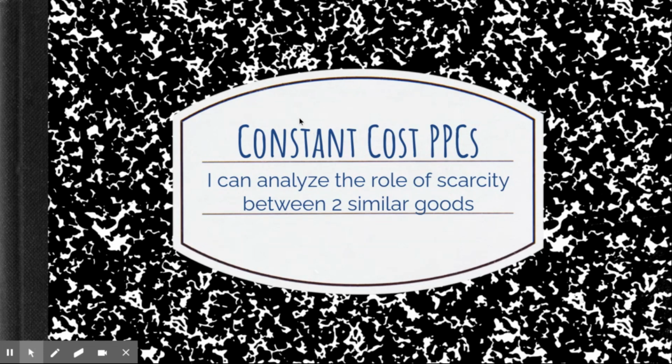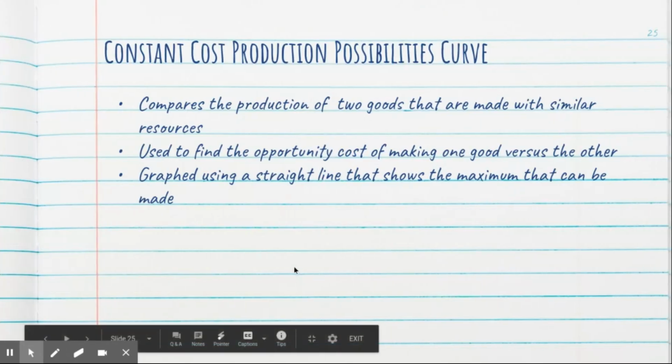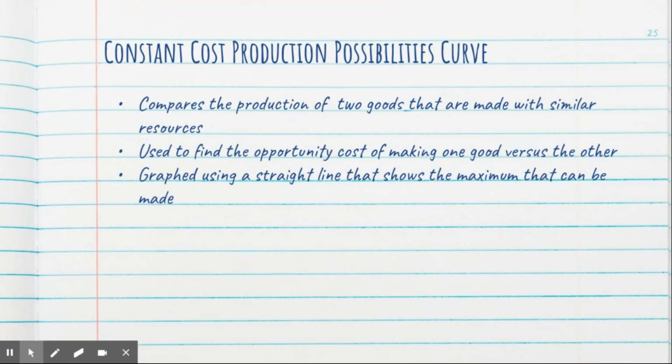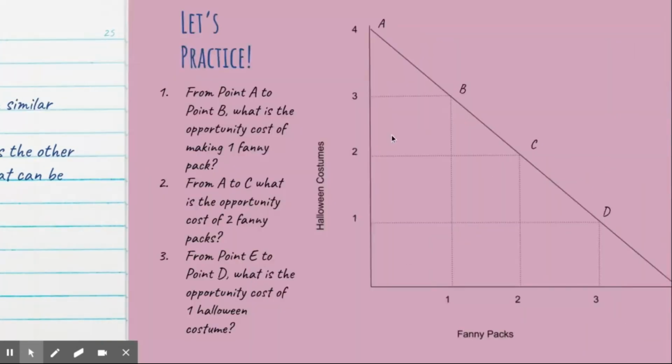Remember, constant cost is a constant straight line on the graph, and it means that we're comparing goods that are very similar, like hot cocoa and chocolate bars. Okay, so here's that definition again. We are comparing on a graph two goods that are made with similar resources: fanny packs and backpacks, a desk and a chair. And we use this graph to try and find out if we make more desks, how many chairs are we losing out on? That's the opportunity cost of making one good versus the other. And this is graphed using a straight line. So let's take a look at what that looks like.